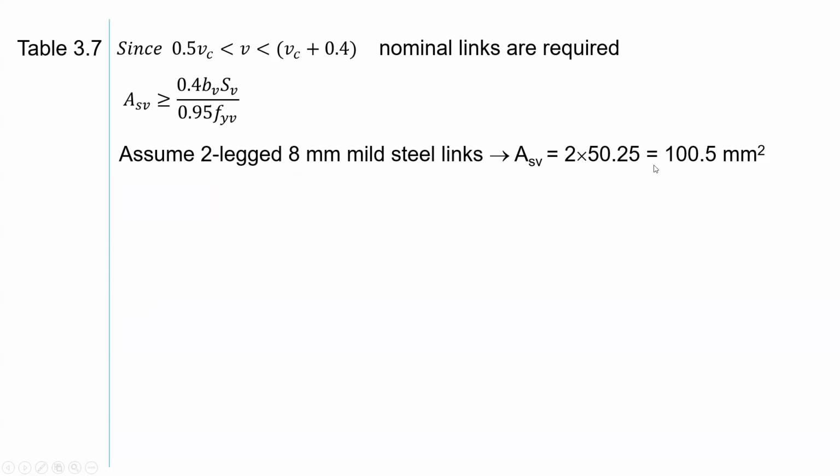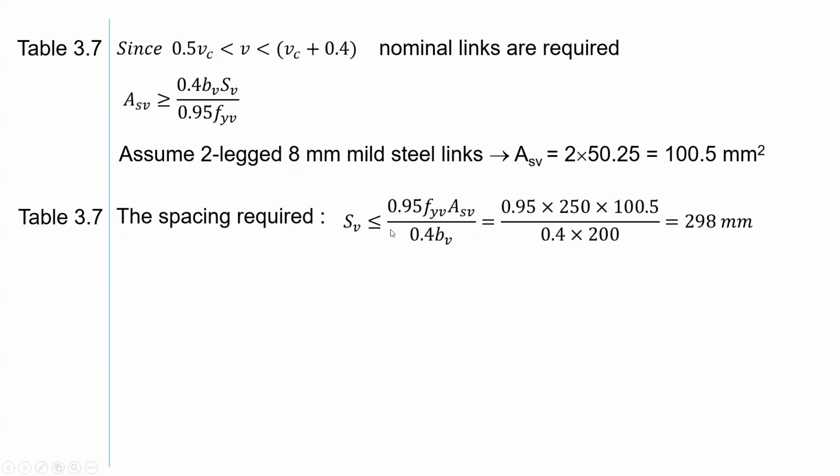So it will give us the total ASCV is 100.5 millimeter square. So now the ASCV is known. The only unknown will be the spacing between stirrups. Let's substitute into this equation with all values. So we'll find now, rearrange, and we get the SCV is less than or equals 298 millimeter.